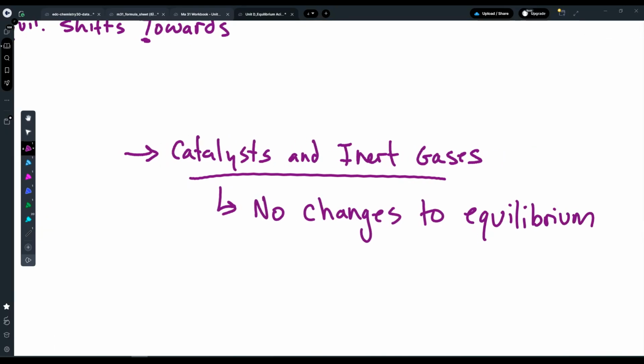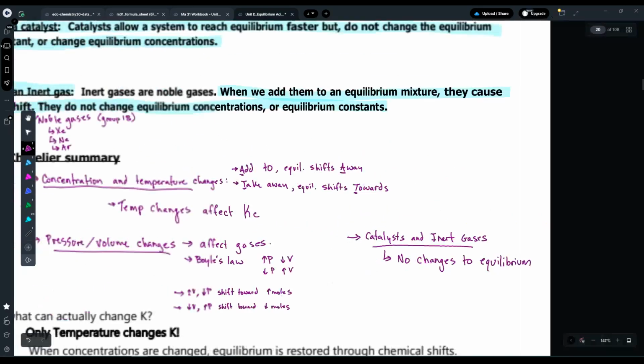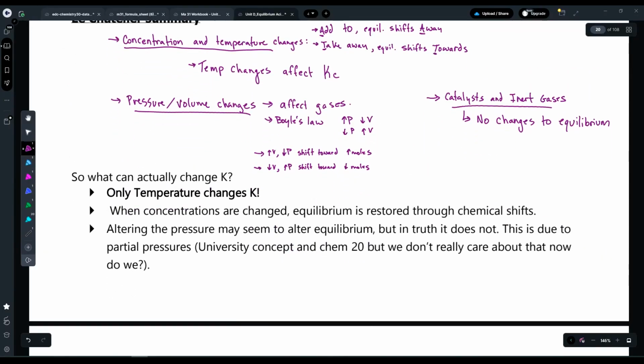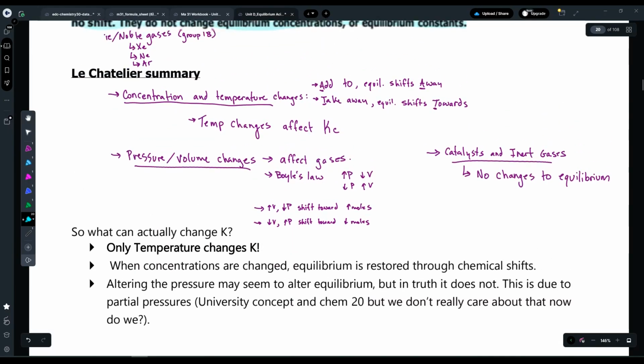So there will be no shifts that happen when you throw in a catalyst or an inert gas into a system already at equilibrium. So keep in mind, you need to be aware and be able to apply your knowledge of all of these stresses. So changes in concentration and temperature, changes in pressure and volume, and catalysts and inert gases.